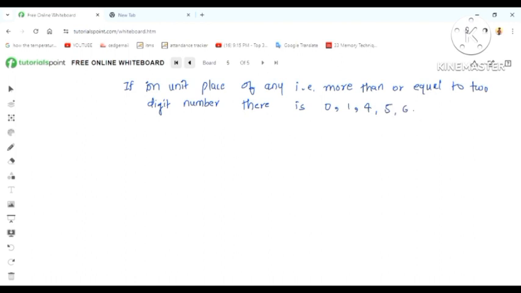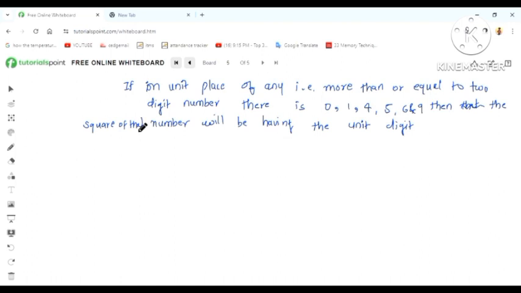Then that number will be having the unit digit, then the square of that number will be having the unit digit same as that of the original number.